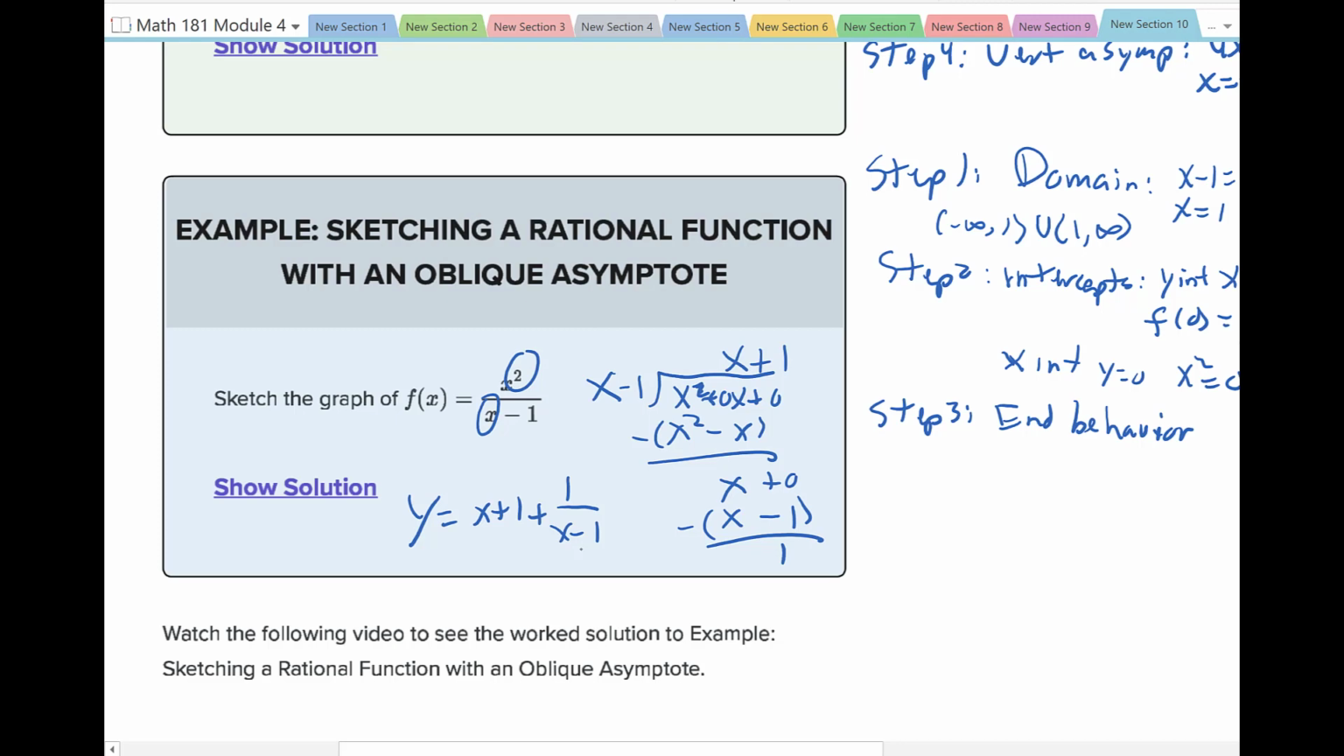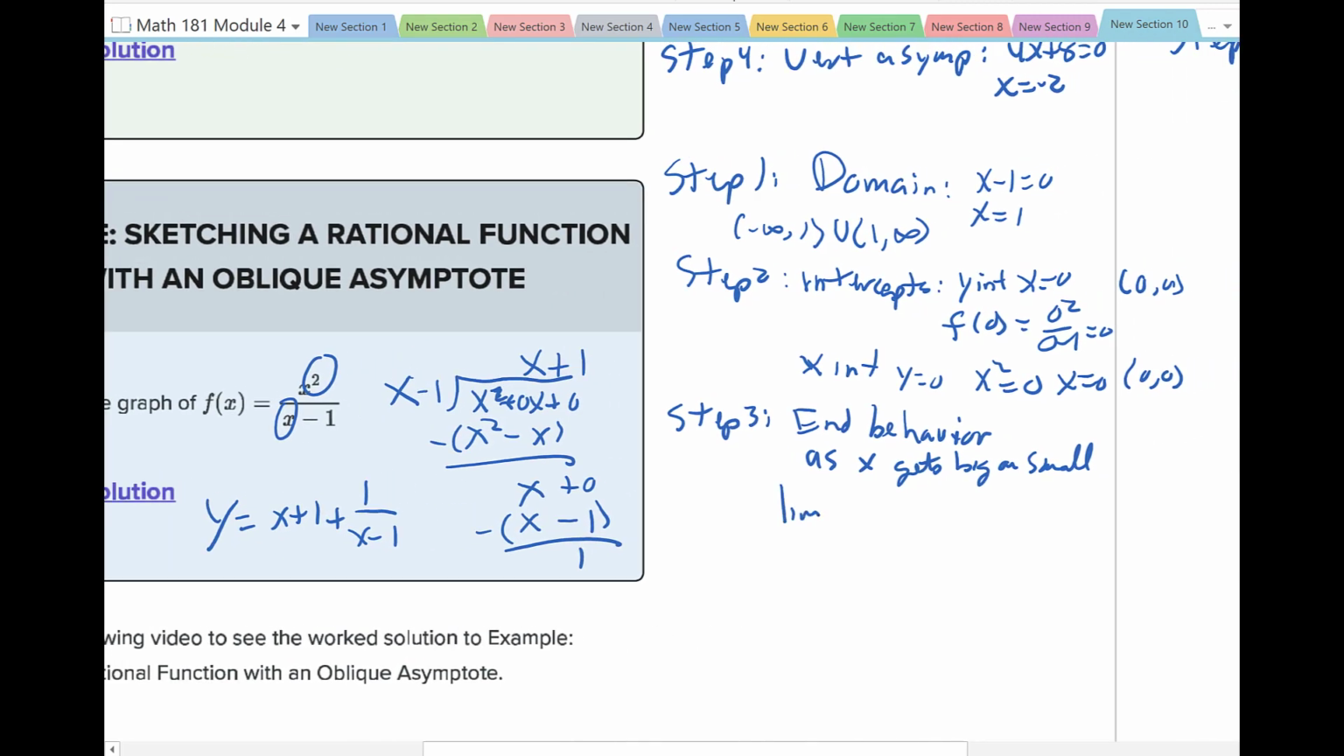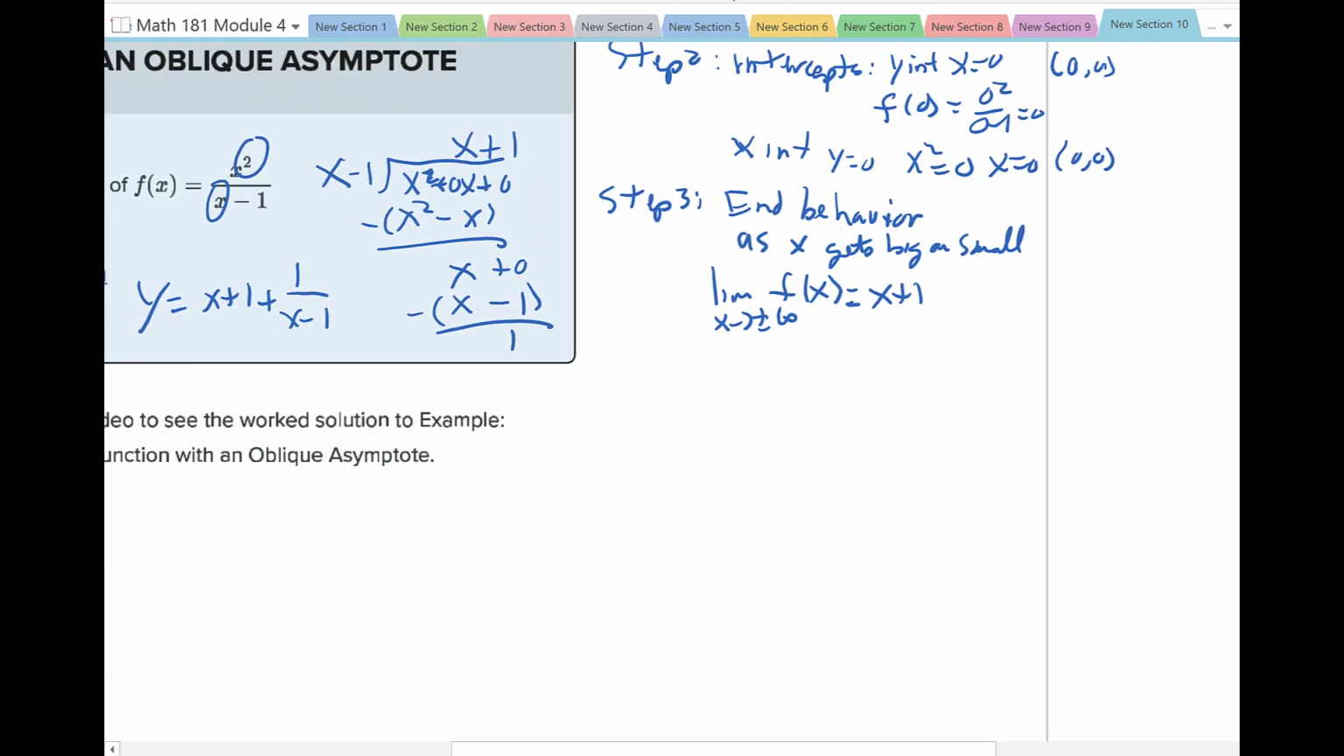So essentially, as x gets really big, the limit as x goes to plus or minus infinity of f of x, it'll look like x plus 1. Okay. So let's go on to step 4. I guess I could do down below. I can save this space if I need it for step 5.